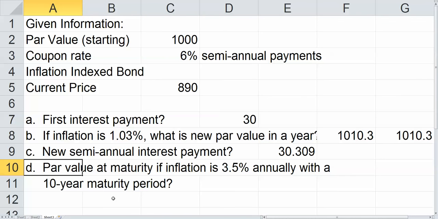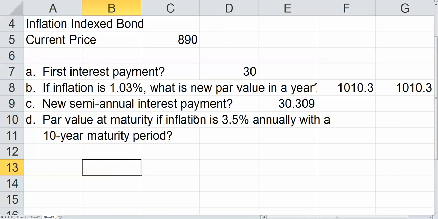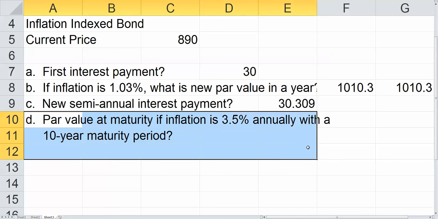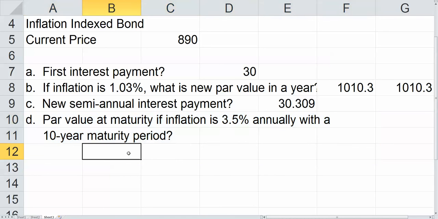The fourth question asks us to calculate the par value at maturity if inflation is 3.5% a year and the bond has a 10-year maturity period. To solve for this one, there's a few different ways I could do it. I could go, the starting par was 1,000, and I want to multiply it by 1 plus this rate of 0.035. So 1.035, but for a period of 10 years. So that little caret symbol is raising this to the exponent of 10. So the ending par value would be $1,410.60.